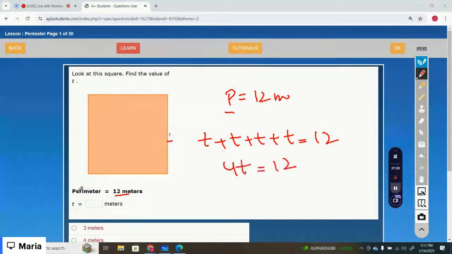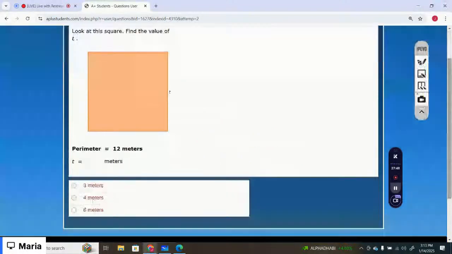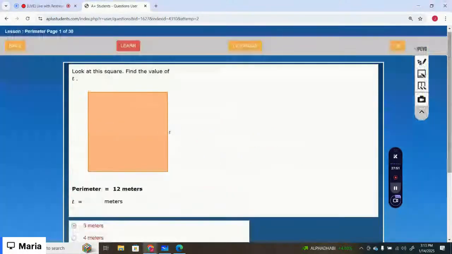That is 4t equals 12. You need to calculate the value of t. Divide both sides by 4. So t equals 3, since 4 times 3 is 12. Option number 1 is the correct option. All the side lengths must be equal, 3 meters.